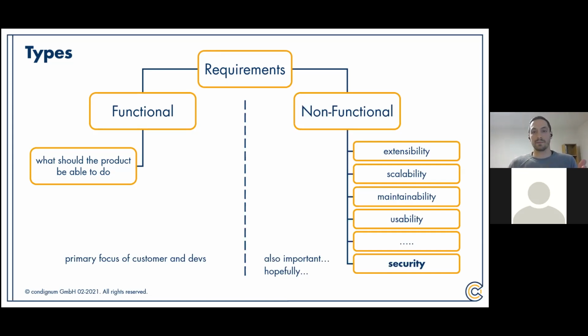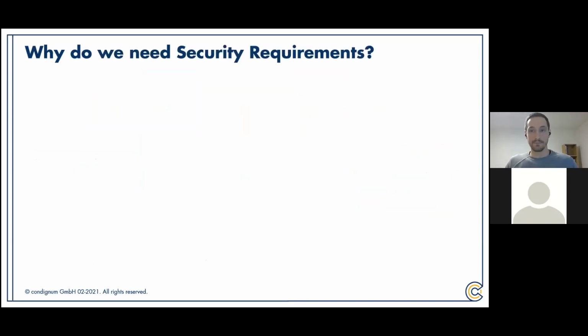But still everybody just takes them for granted, right? Because of course it should be secure and of course it should be usable, but they aren't done by themselves. So this is a pretty bad issue we have with non-functional requirements in general and also with security. But why do we even need it? Why do we need security?